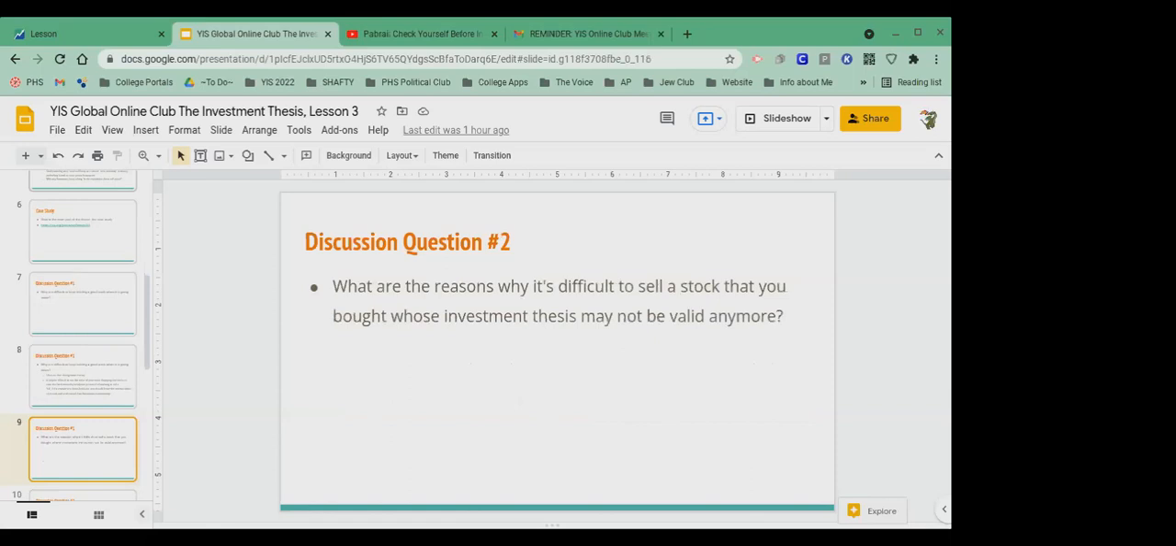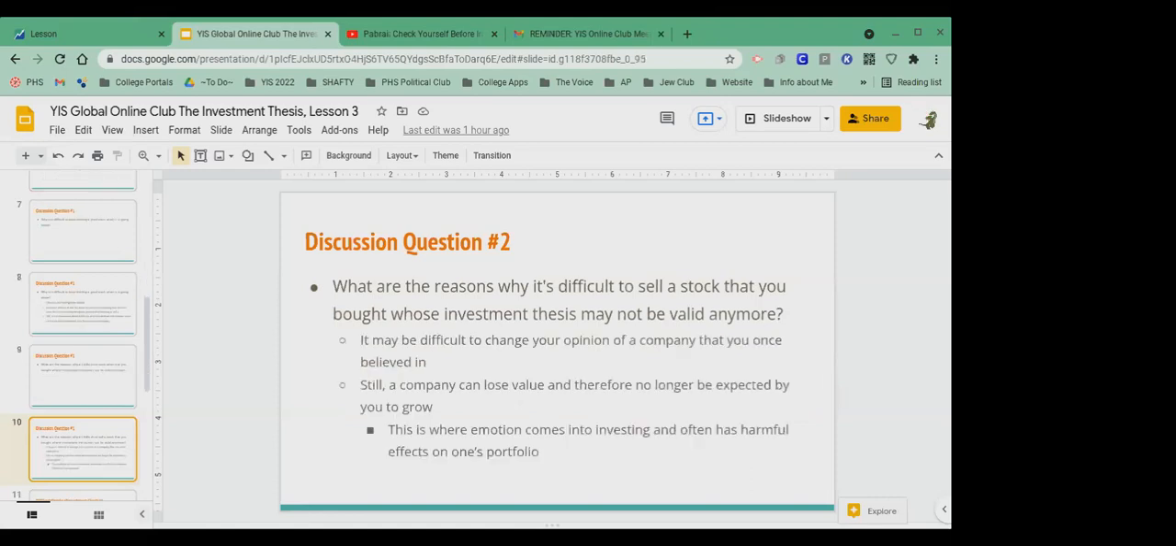What are the reasons why it's difficult to sell a stock that you bought whose investment thesis may not be valid anymore? So if an investment thesis is no longer valid, it may be difficult as an investor to change your opinion of the company that you once believed in. But a company can lose value and therefore not be expected to grow by you. And this is again where emotion comes into investing and has harmful effects on one's portfolio.